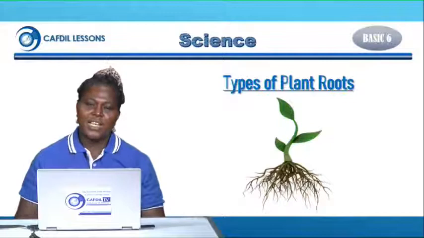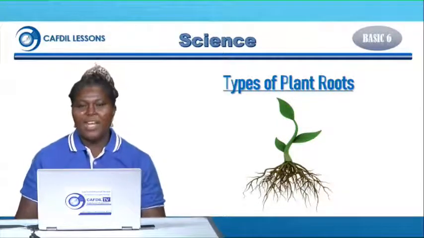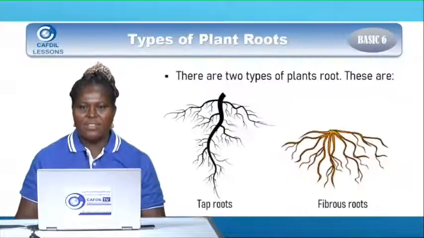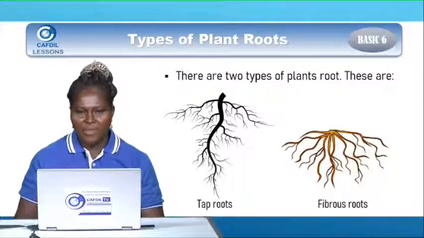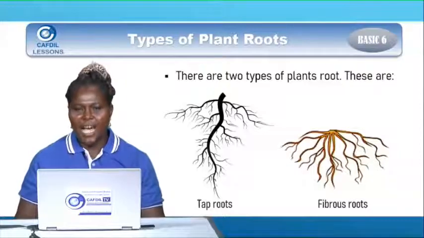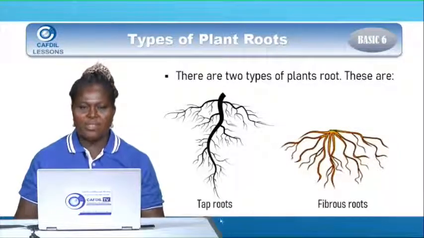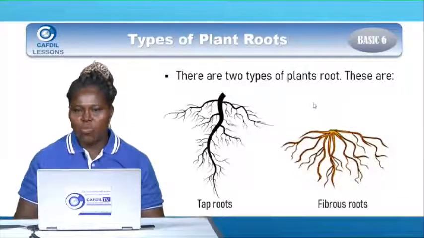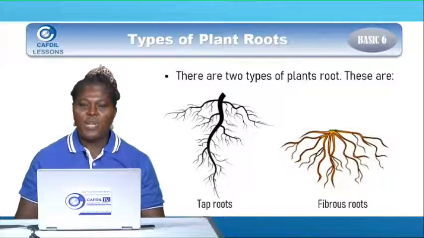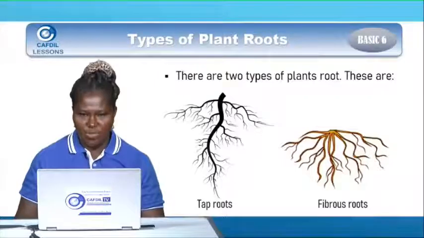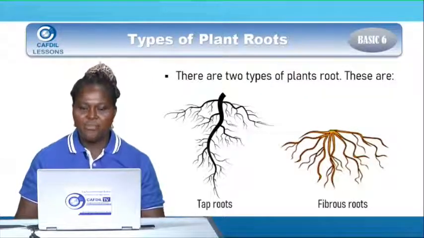Good. Now let's look at types of plant roots. There are two types of plant roots. And these are, one, tap roots. Now we have a picture of the tap roots on our screen. And the second one is the fibrous roots. So there are two types of plant roots: tap roots and fibrous roots.